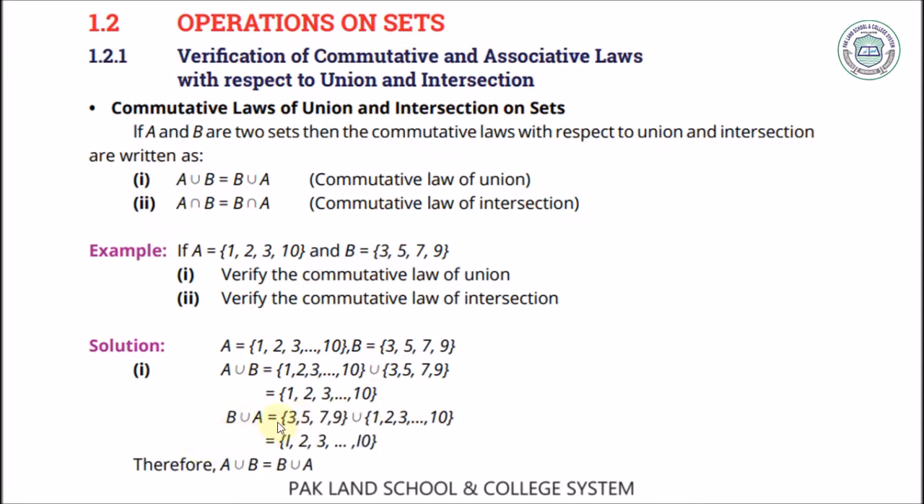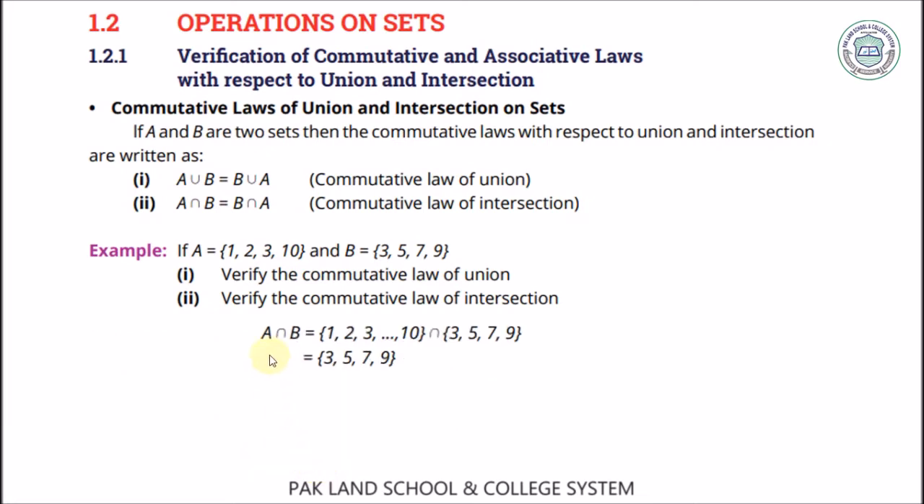B union A. First we write the B set, then union, and then the A set. B set includes only 3, 5, 7, 9 and A set includes 1, 2, 3 up to 10. We combine all the elements, with common elements represented only once. Therefore, A union B equal to B union A. Now we have verified the commutative law of union.